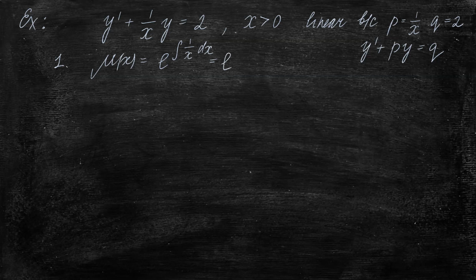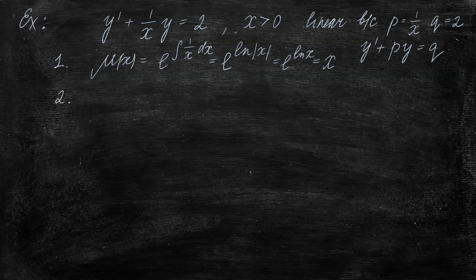It's in the exponent, so it's going to be ln of absolute value of x. But remember, x is positive, so we can just drop the absolute value and write this whole thing as e to the ln x, and then e and ln can be cancelled, since x is in the domain of ln, which it is. So the integrating factor is x.